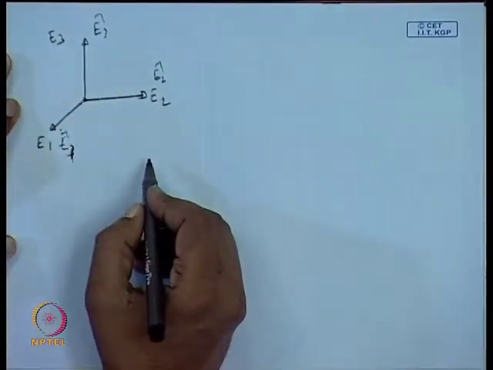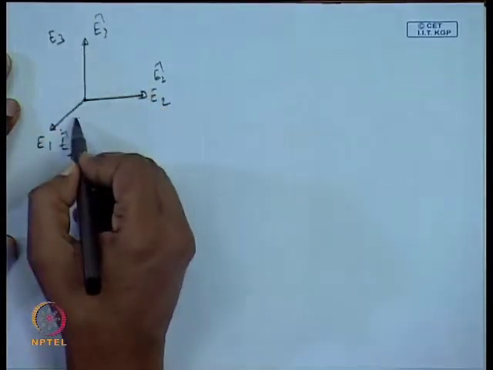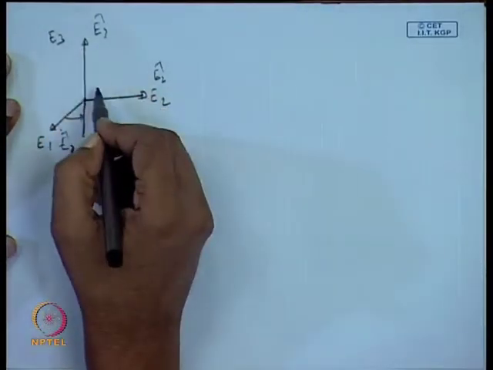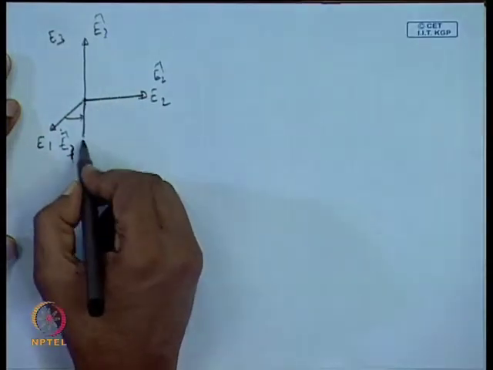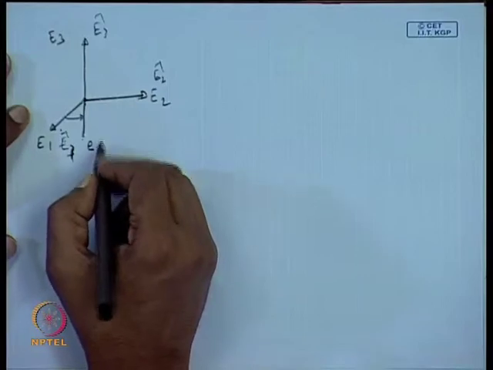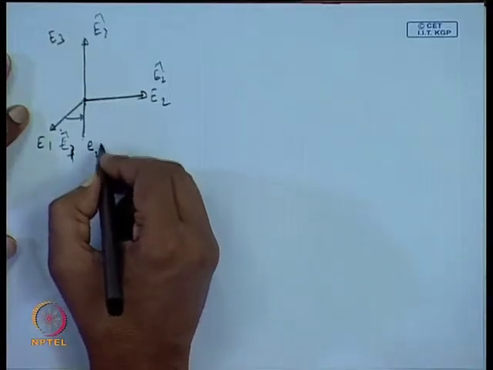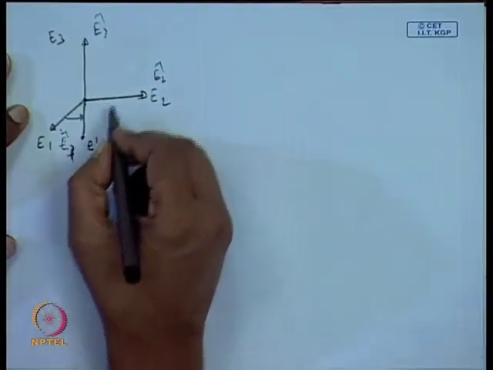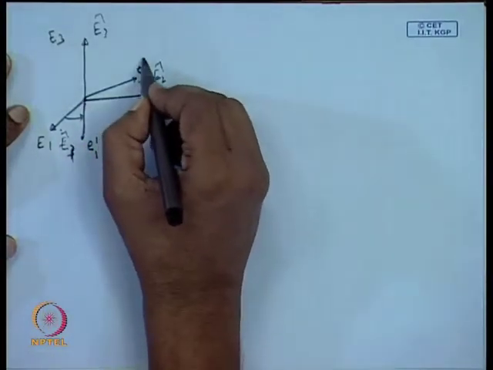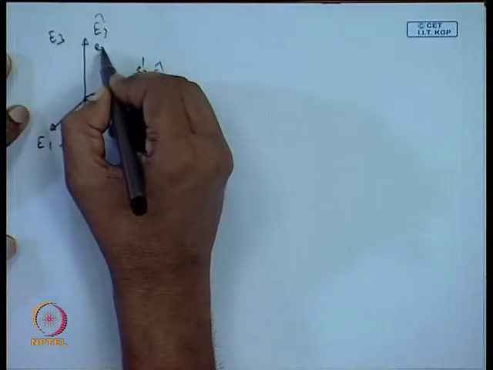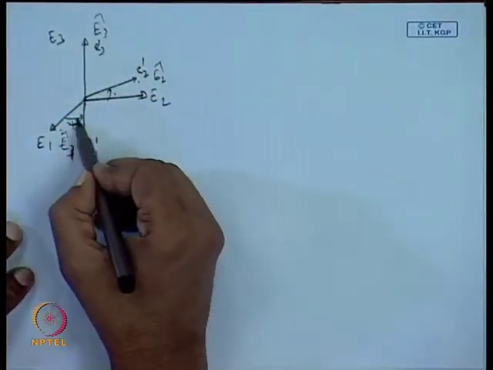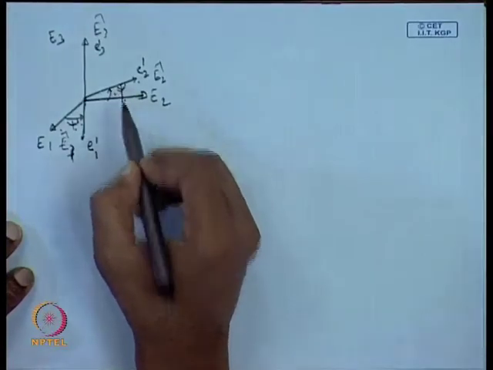Okay. And if I give a first rotation by angle psi about this z axis, so this is my new position, and let us write this as E1 prime, and from here we write this as E2 prime, and E3 prime remains along the same direction, and this angle is basically your psi.